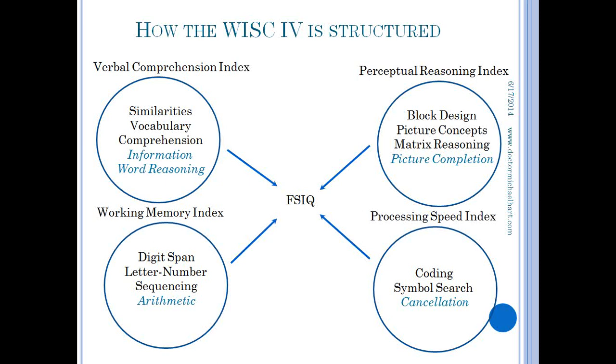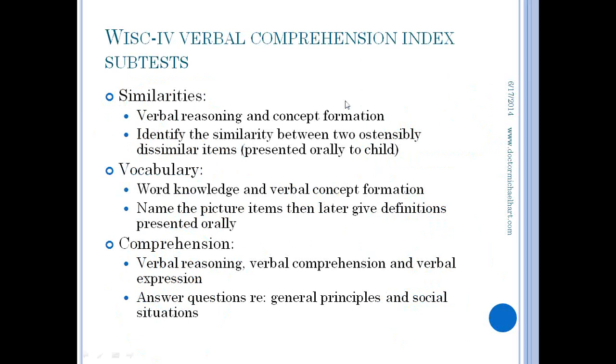Now with our population, there's many times that we won't be using the full scale IQ because it's been rendered meaningless by virtue of all the variability on the 4 indices. So you'll see what I mean by that in a little while. So 3 subtests for verbal comprehension, 3 very different things, measuring 3 different things.